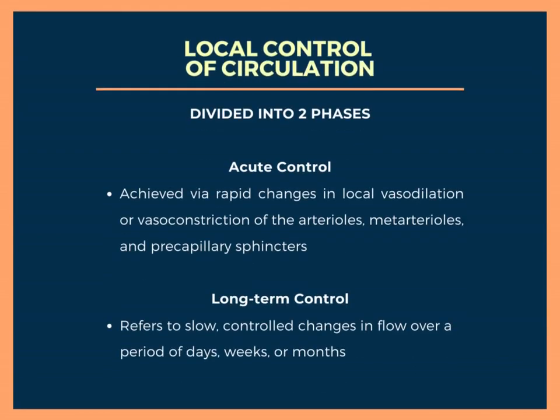Local control of circulation is divided into two phases. First, we have acute control, which is achieved via rapid changes in local vasodilation or vasoconstriction of the arterioles, metarterioles, and precapillary sphincters that occur within seconds to minutes to provide immediate response to the maintenance of appropriate local tissue blood flow.